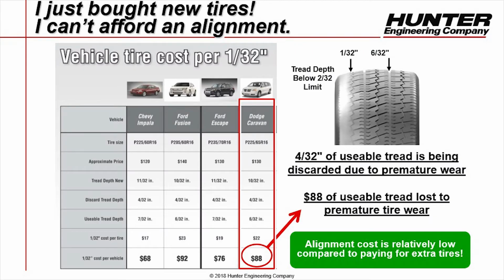Now, the cost to the customer of being out of alignment is significant. At the end of the day, investing in tires and not investing in alignment is essentially paying for an extra tire because you're not protecting the life of that tire by putting your vehicle back into OEM specifications. You don't want to throw away good tire tread by putting it on a vehicle that has not had an alignment. So compared to paying for an alignment, the cost of tires is very high.